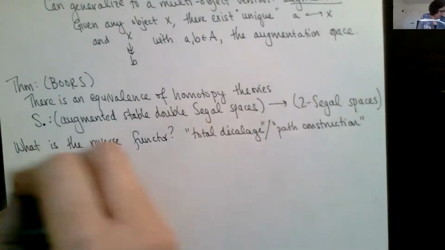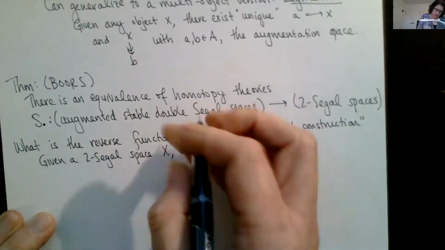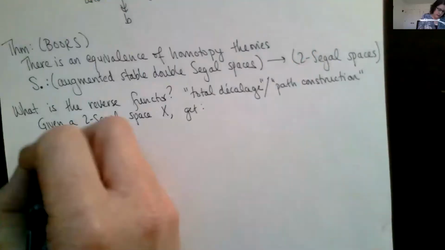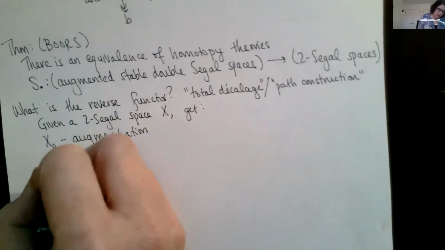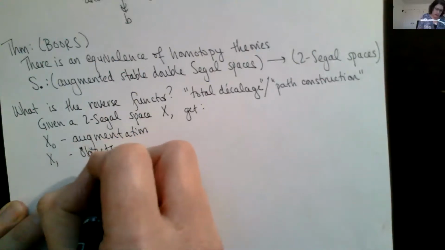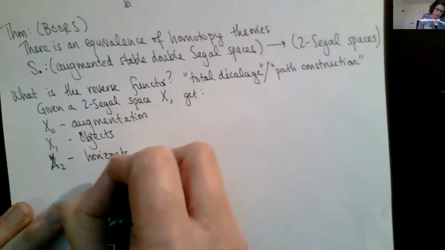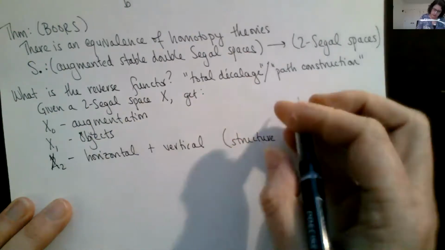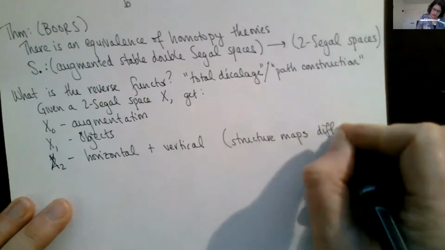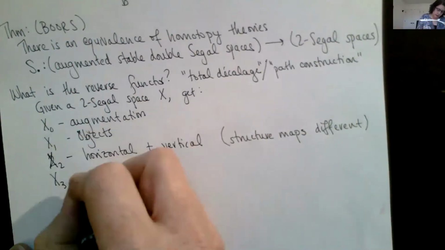So given a 2-Segal space, you can get that X0 is the augmentation space. X1 will then form the objects. And then X2 will give both the horizontal morphisms and the vertical morphisms, although the structure maps are different. We get the same collections of horizontal and vertical morphisms, but the way that they interact with the objects and squares is quite different. And then X3 will give you the space of all allowable squares.